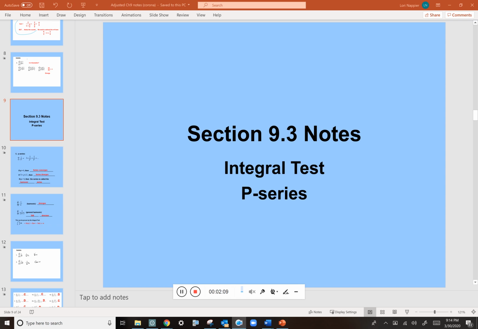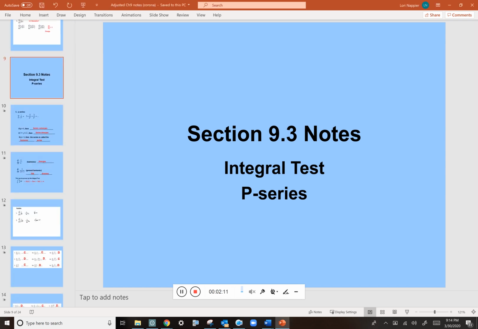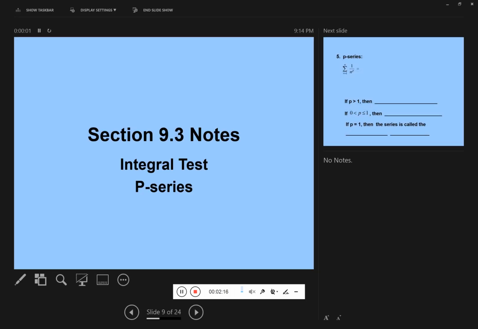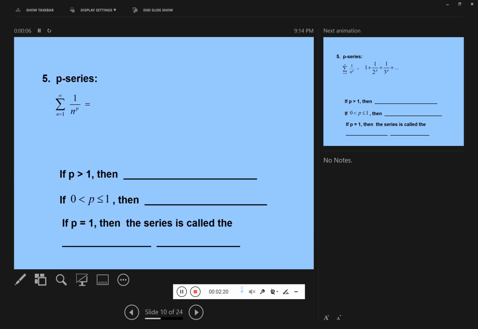Remember for P-series, it's the idea where you have 1 over n to the p. So it might be 1 over n, 1 over n squared, 1 over n cubed, whatever. It's all about what that exponent is on the denominator. Remember how we said if the exponent is greater than 1, it converges. If you have 1 over n squared, 1 over n cubed, 1 over n to the fourth, the series converges.